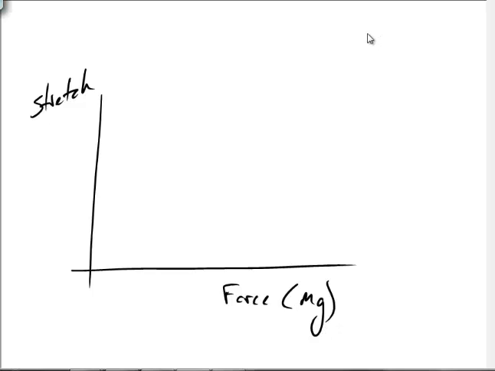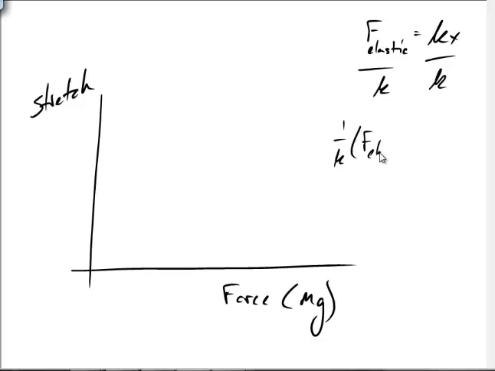And so the restoring force, or the elastic force, was originally kx. But we have switched things around. We want to isolate x by itself and put force along the x-axis. So in order to do that, we have to divide everything by k. And so we determine that 1 over the spring constant times the elastic force is equal to x, or the stretch. And so our slope is now going to change to be 1 over k.